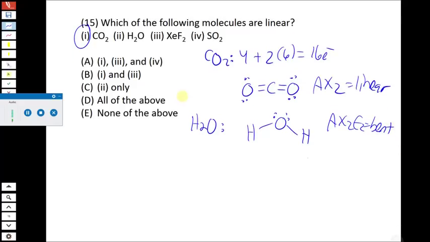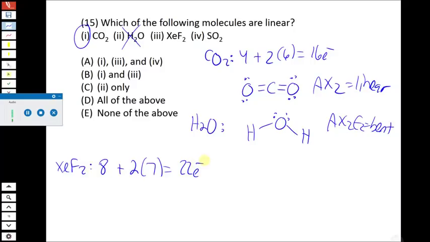All right, so that one's bent, so we can eliminate it. We have XeF2. This one's probably the most difficult to draw of these. We don't typically deal with noble gas compounds, but there are some. So xenon is in group 8 of the periodic table, so it contributes 8 valence electrons, and then we have 2 fluorines that each contribute 7. So we have a total of 22 valence electrons, if I can do math today.